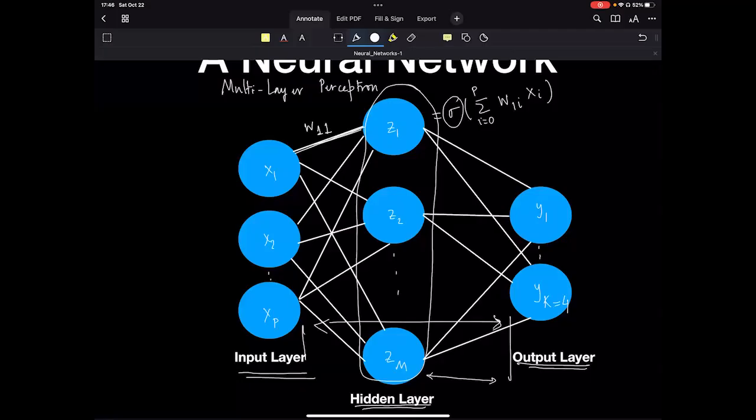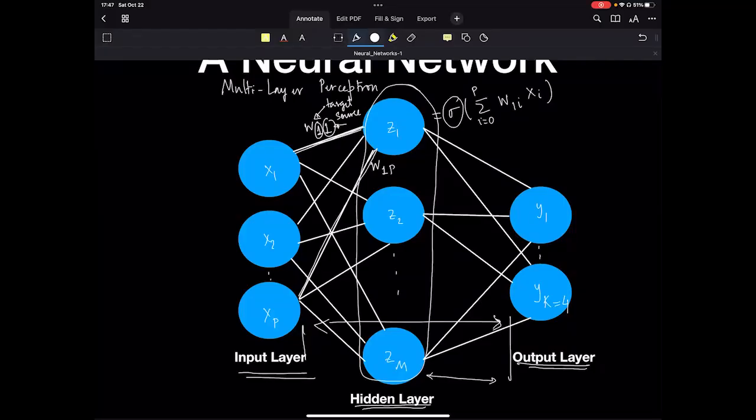Now, if I use this notation, what is the notation I will use for the weight that connects the pth input node to the first hidden layer node? 1p. Like I said, the target is the first index and the source is the second index. Several of you correctly said this is going to be 1p. And if we use the same notation for the bias, it is going to be 1, 0. That hopefully is already captured here.